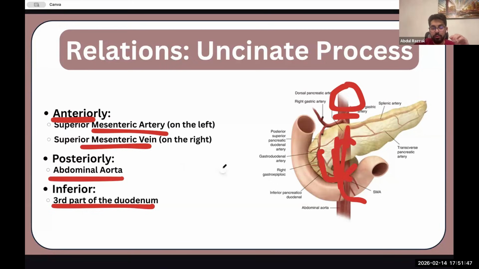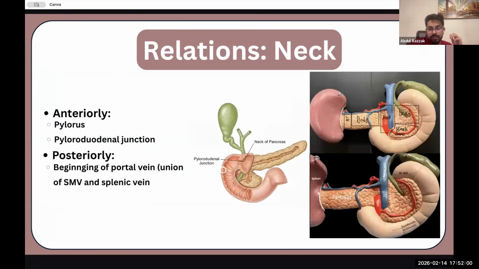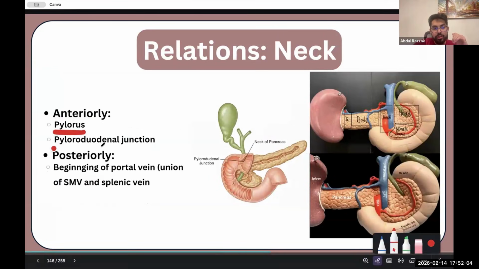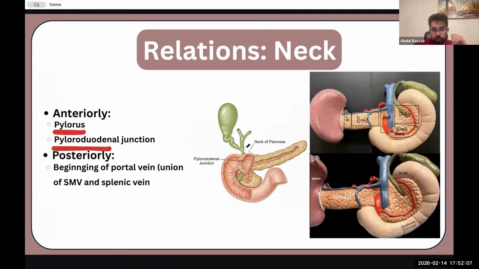So you need to know these three important organs between the superior mesenteric vein and the aorta, which are the uncinate process of the pancreas, the third part of the duodenum, and the left renal vein. Next is the neck of the pancreas. Anterior to it, there is the pylorus and the pyloroduodenal junction. So this is the duodenum.